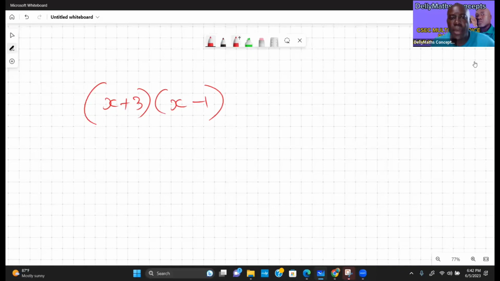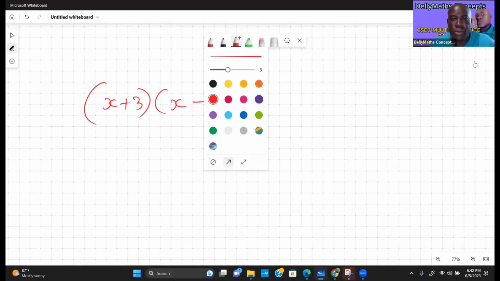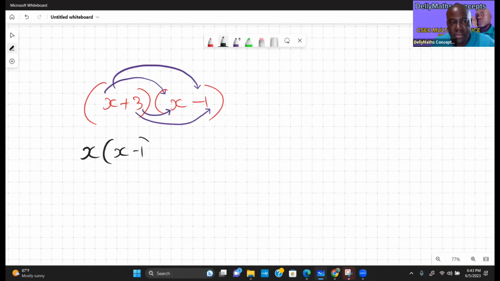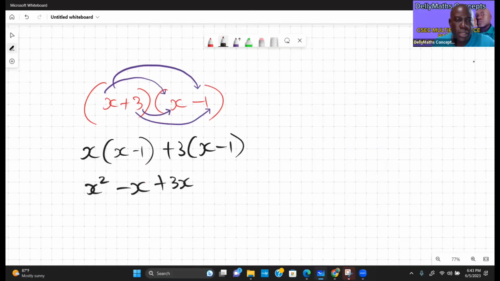You could do it the regular way. Some persons want to do it regular, which means you're going to do your distribution, do your distribution, do your distribution. So if you want to do it the longest way possible, you put the x there, put the plus 3 there, and do the regular math. x times x is x squared. x times negative 1 is negative x. 3 times x is positive 3x. 3 times negative 1 is negative 3.